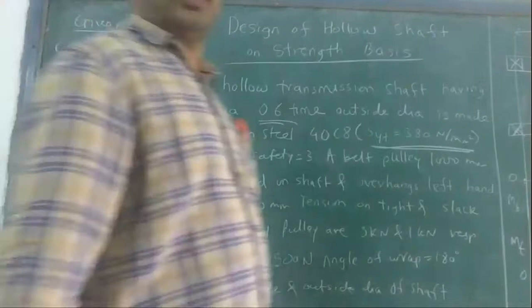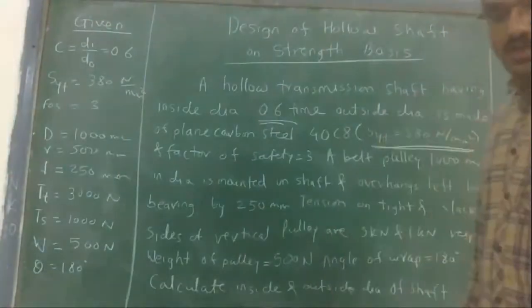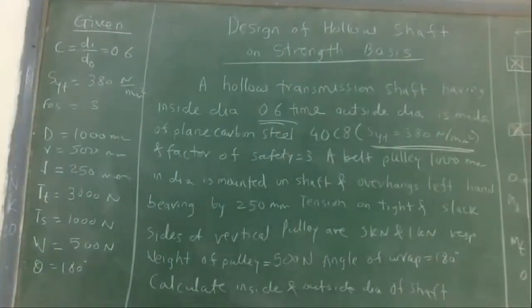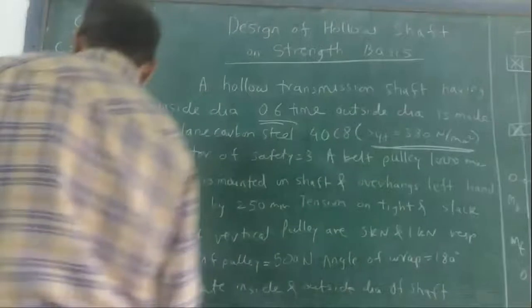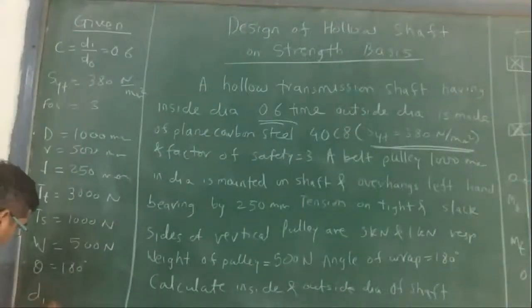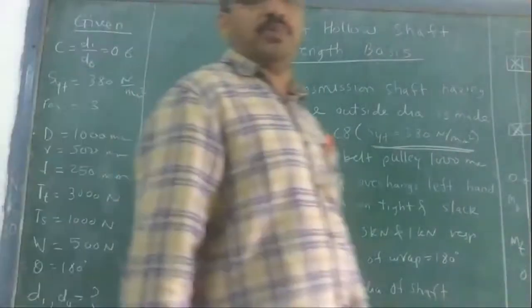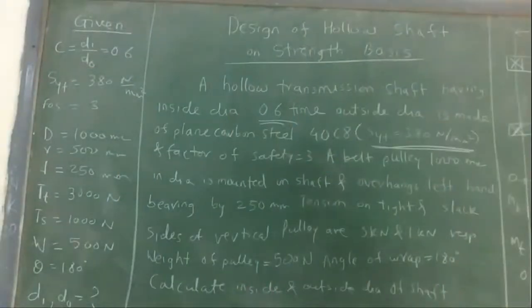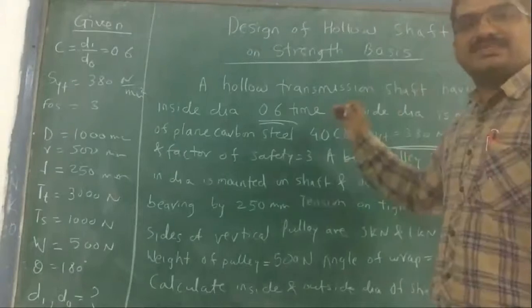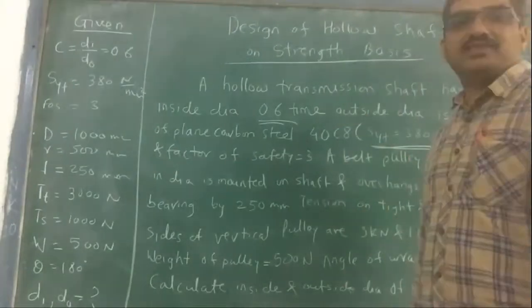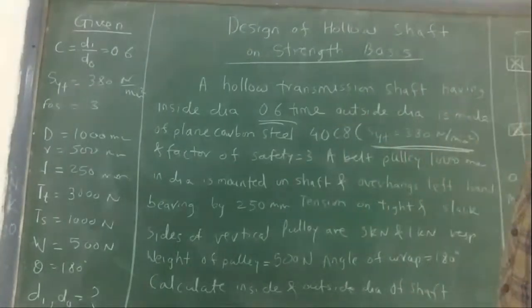Calculate inside and outside diameter. So this is the problem statement we have. With the information given, we have to calculate now the inside and outside diameter, di and do. Very simple. It looks like a very difficult problem while reading, but once you analyze it step by step, we can easily do a proper analysis of it.